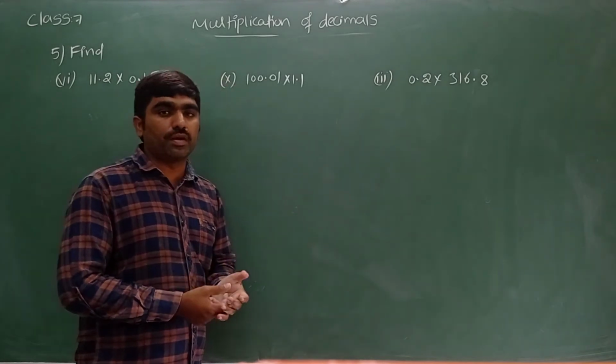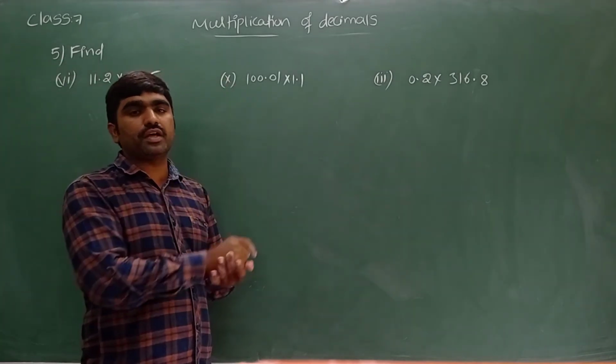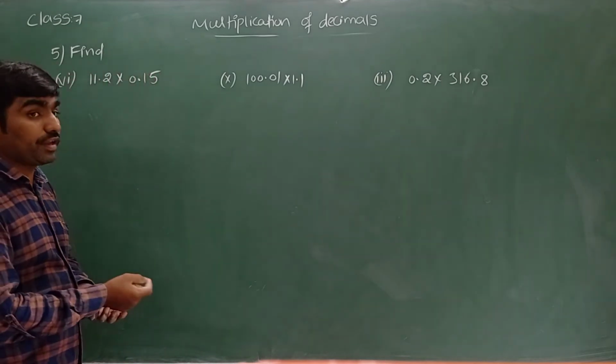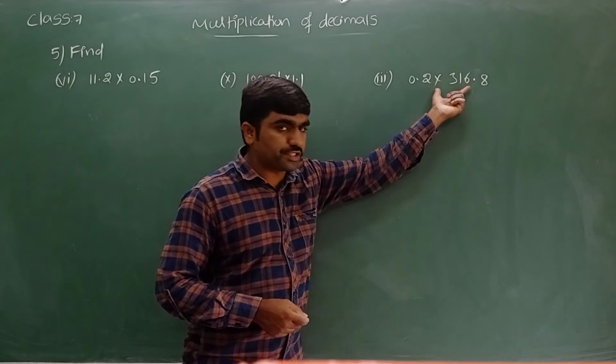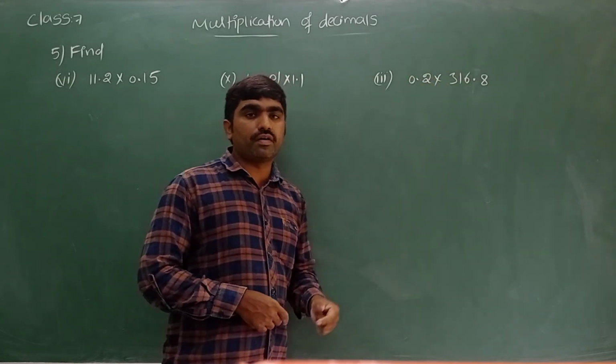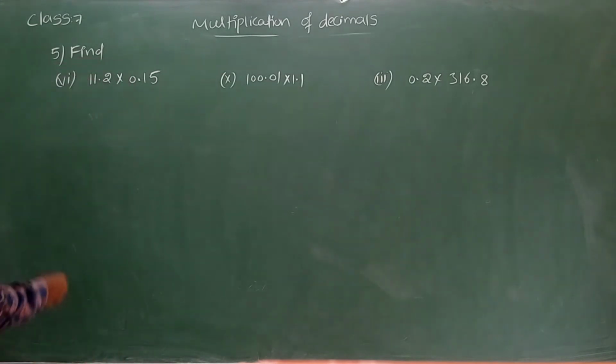Multiply them just like whole numbers. At last, in the product, in the result, we need to give the decimal point. How can we give the decimal point? The sum of decimal places in the given decimals equals the number of decimal places in the product. Let's see the examples now.